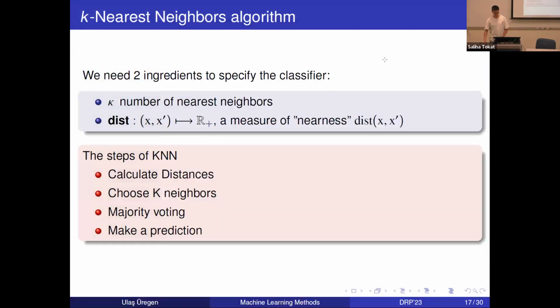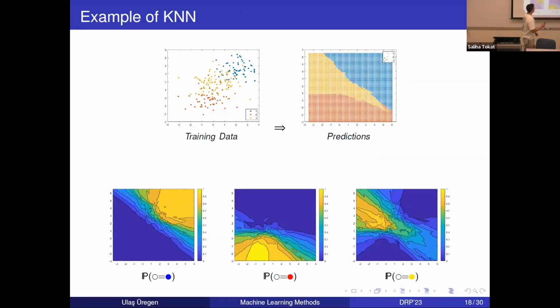Okay, I trained this algorithm with this training data, and we see that our model splits the plane into three regions: red, yellow, and blue. We see the probabilities of being blue, red, and yellow in the images below. In the yellow parts, the probabilities are very high, and in the blue parts, the probabilities are very low.